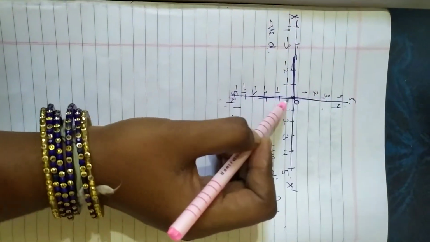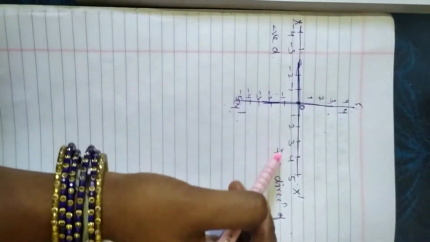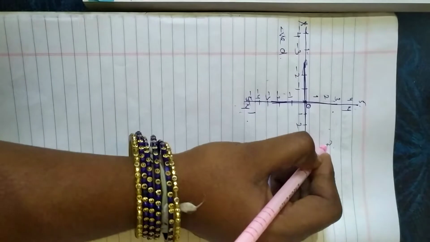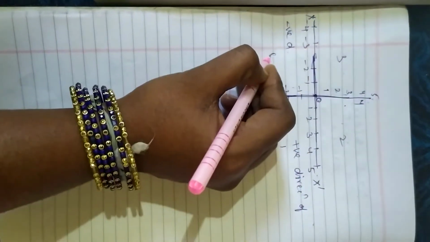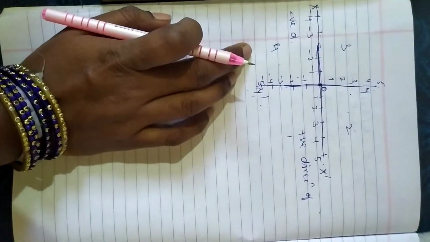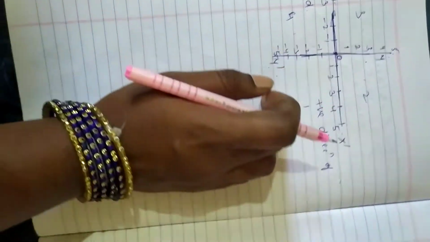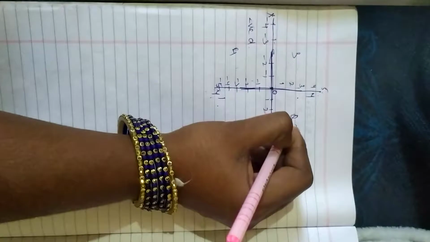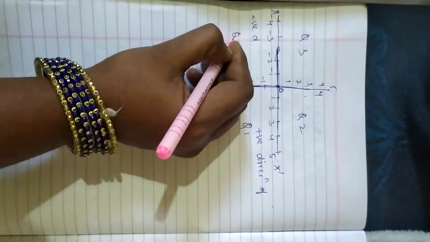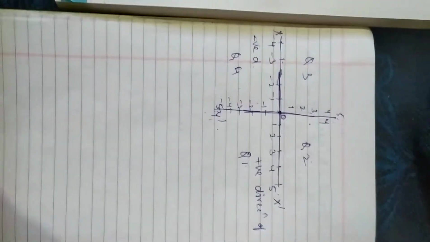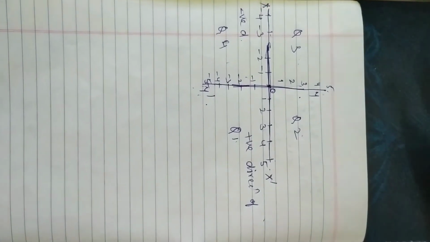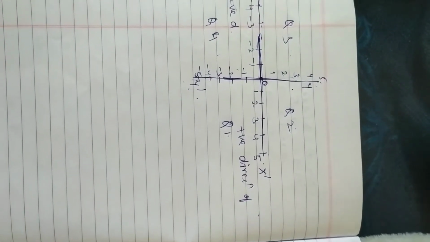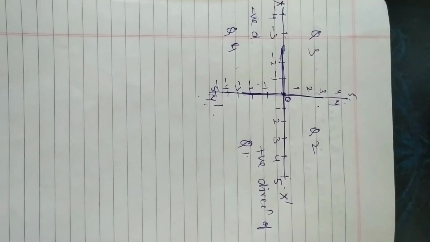And this is divided into 4 parts. Yes or no? These are divided into 4 parts: 1, 2, 3, 4. That is nothing but quadrants. These 4 parts are known as quadrants: quadrant 1, quadrant 2, quadrant 3, quadrant 4. There are a total of 4 quadrants, and this plane is known as the Cartesian plane.